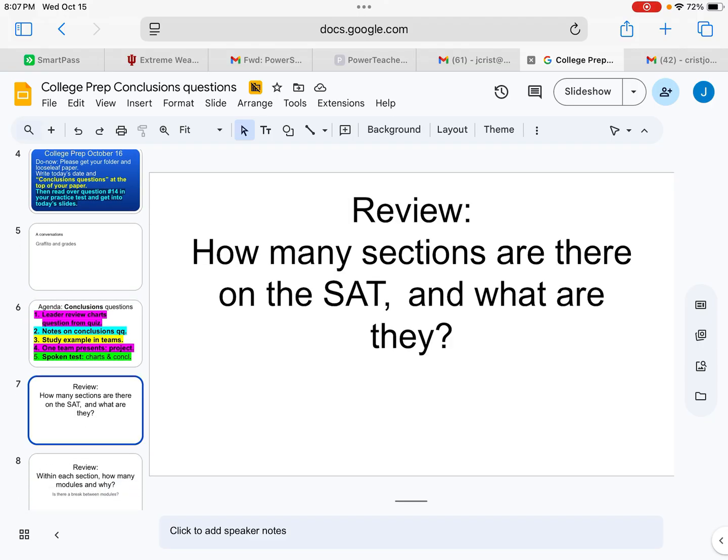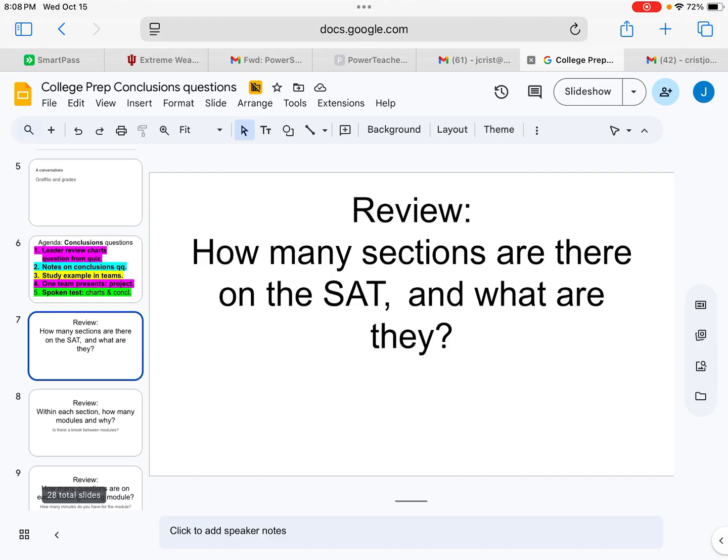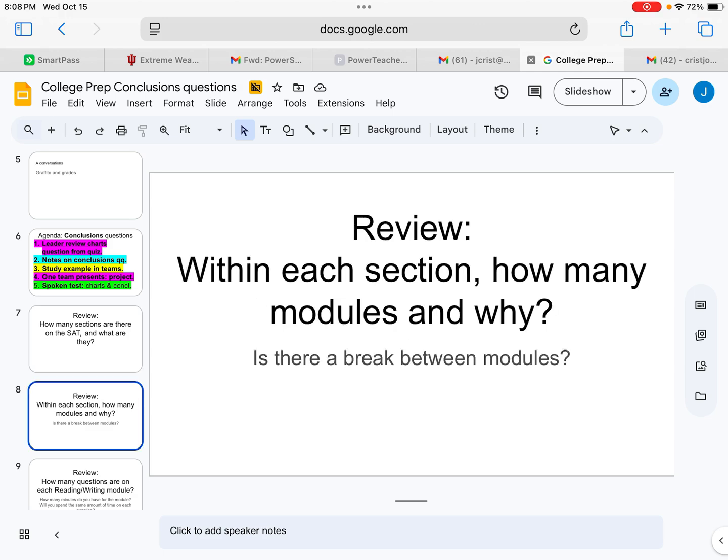Let's review. This is always important. How many sections are there on the SAT, and what are they? If you said 2, you would be correct. Reading, writing, and math with a break between them, a 10-minute break between.